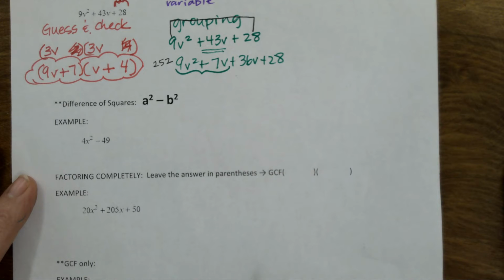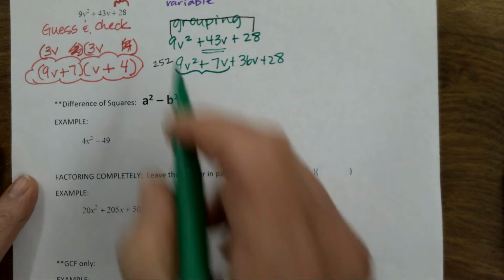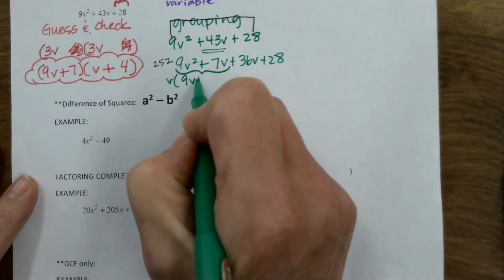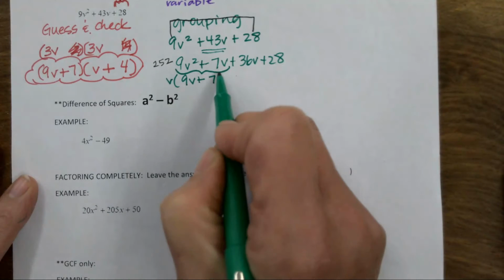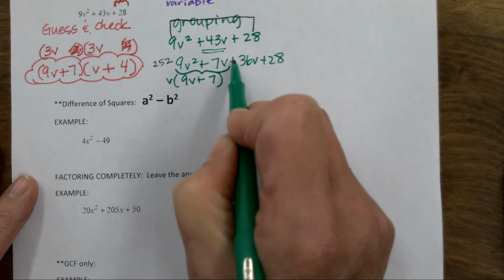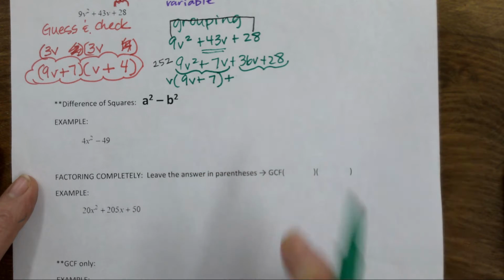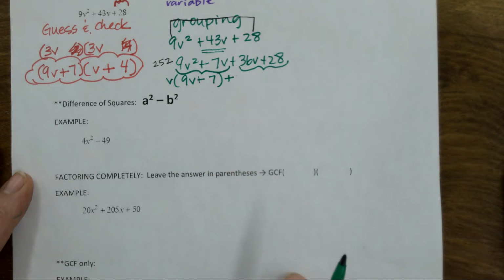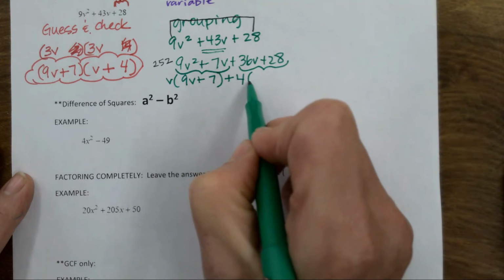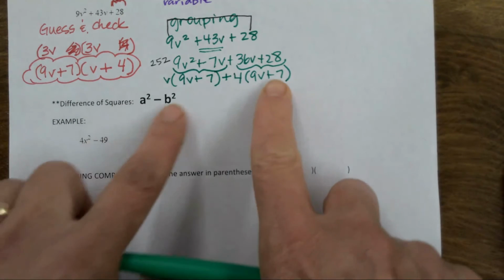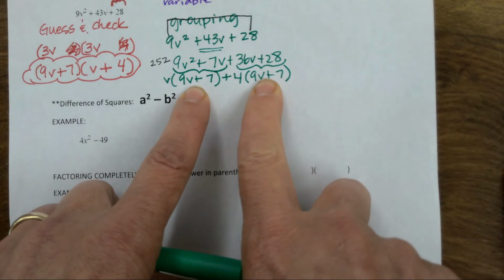What can I take out of 9v squared and 7v? V. So this is v times 9v plus 7. And then this is plus, so plus. What can I take out of 36 and 28? 4. So this is 4 times 9v plus 7. This is the indicator that I'm on the right track.